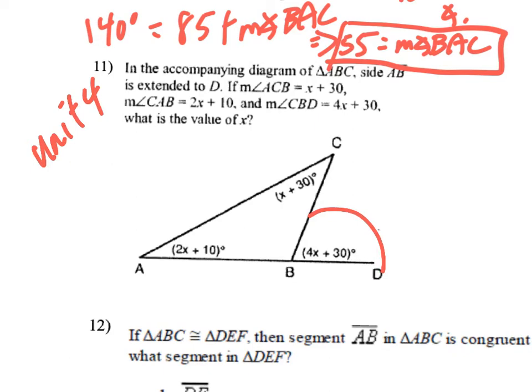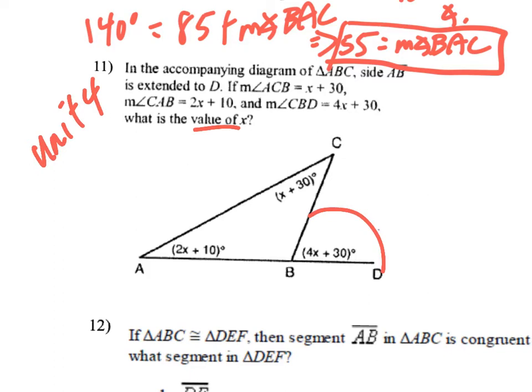In the accompanying diagram of triangle ABC, side AB is extended to D. If the measure of angle ACB equals x plus 30, the measure of angle CAB equals 2x plus 10, and the measure of angle CBD equals 4x plus 30. What is the value of x, right? So it's just telling us to solve for x, so that's exactly what I'm going to do.